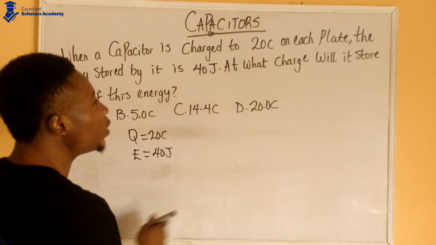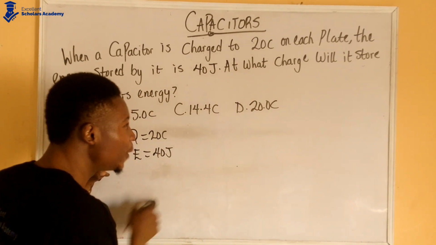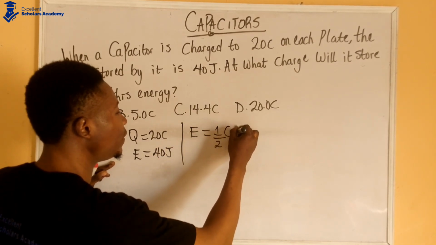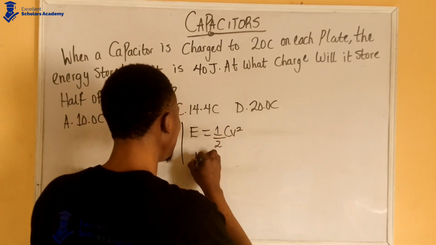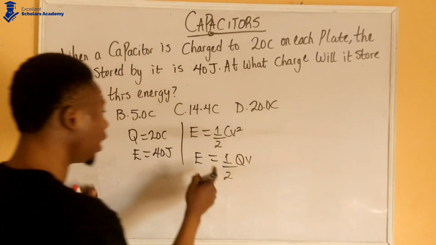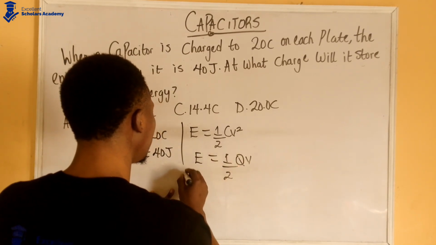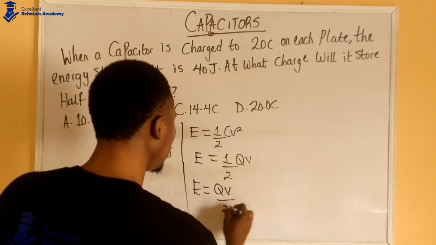Now, before we can find the charge at which it will store half of this energy, we have to find the voltage. Now, E is equal to half CV squared. But in this case, we don't have anything like C. So we're going to use E is equal to half QV. Don't forget this formula, half QV. So now we can get V from here. Making V the subject of the formula, I can also write this as E is equal to QV over 2. So this is over 1.